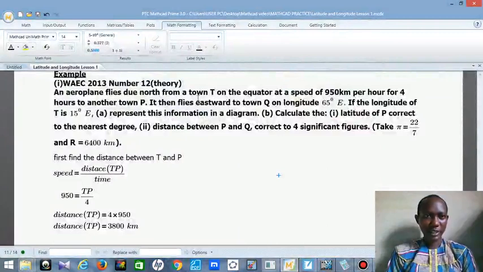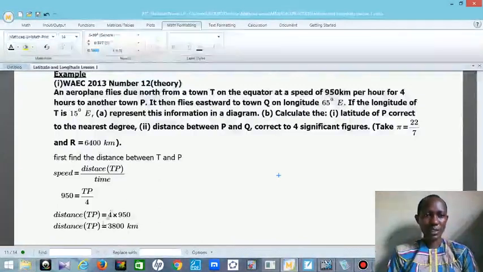So that is where the plane started from. It flies due north from a town T. So from that point T, it moved up. And T is on the equator, so we have put it on the equator. It now flew up to another town P, which we have calculated the distance. So that one is settled.